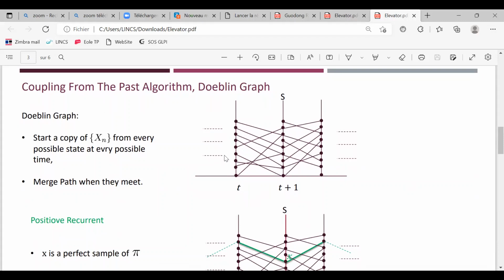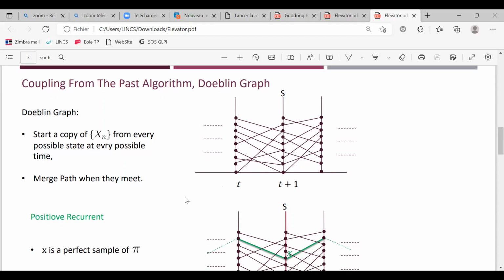The coupling from the past algorithm is constructed from a random graph, which is called the doubling graph. In the doubling graph, we have two axes. One axis is time and one axis is the state space. From every possible state at every possible time, we start a Markov chain and we merge them when they meet at some point, like here.